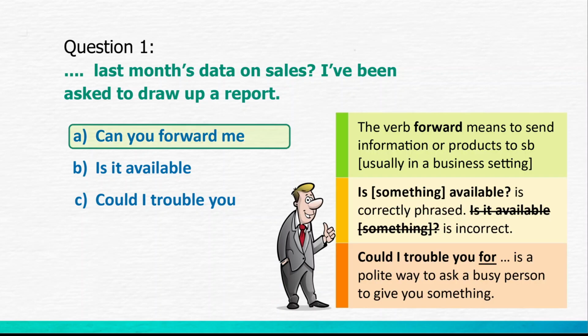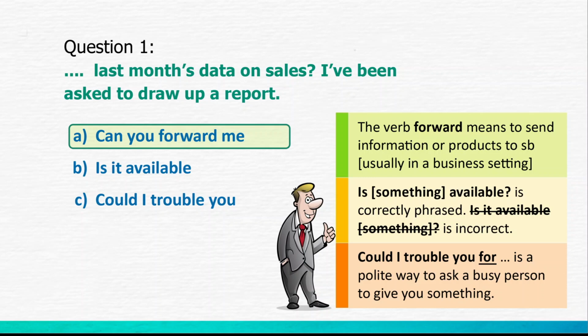So how did we do there? If you have chosen "can you forward me", then that is the correct answer. "Can you forward me" is a way to ask someone to pass on to you some information or some data. We can also use it about products as well, but it tends to be used more about information or details, things like that. So B is wrong because of the way that it's phrased.